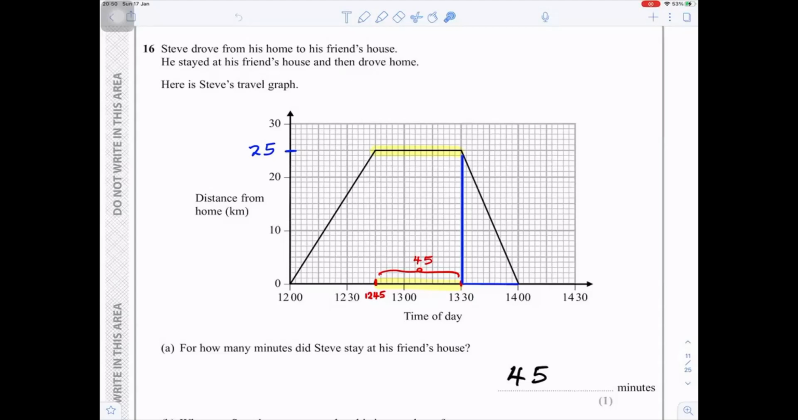So Steve was at his friend's house at 12:45 up to 1:30. Between 12:45 and 1:30 is 45 minutes, because you have 15 minutes to 1 o'clock, and then 1 o'clock to 1:30 is 30 minutes. So it's 15 minutes plus 30 minutes, and that gives you 45 minutes.